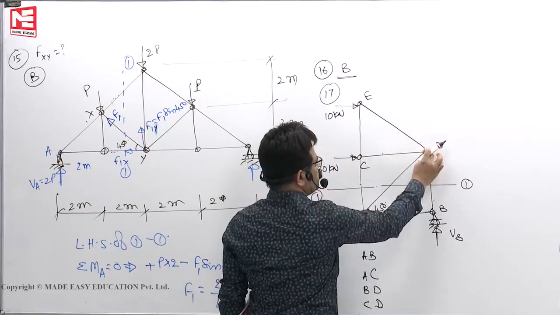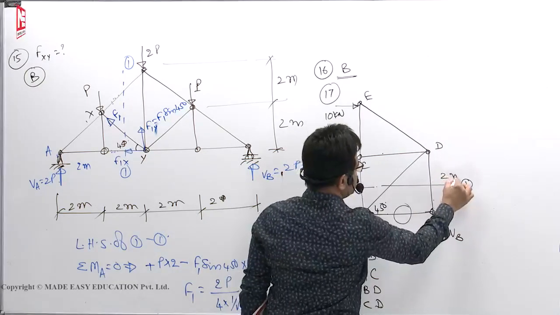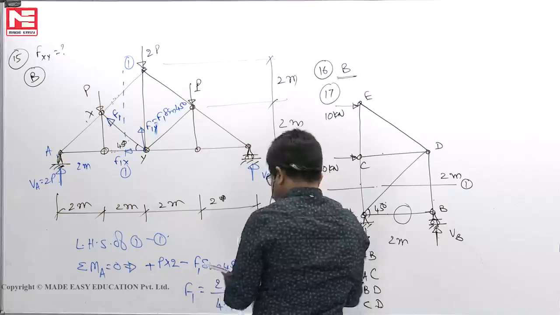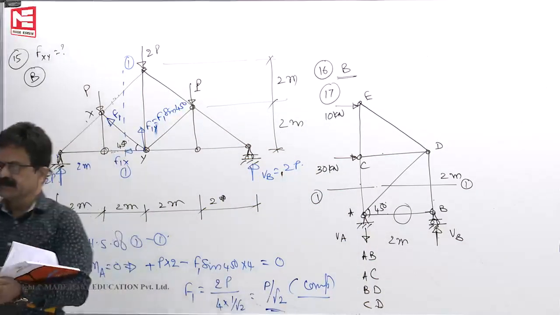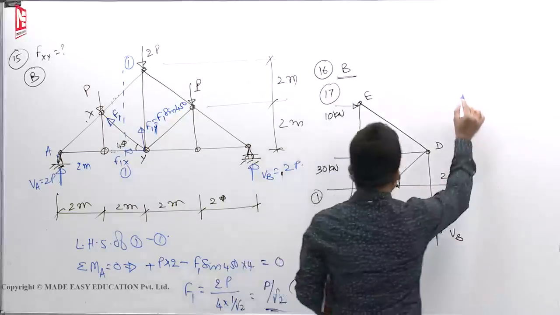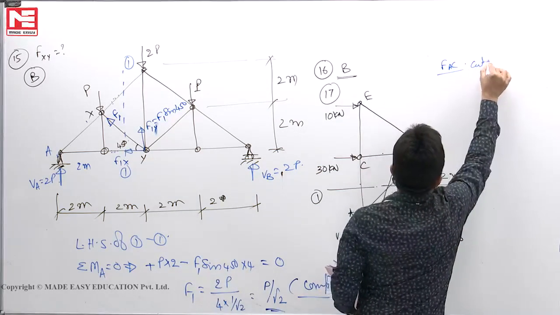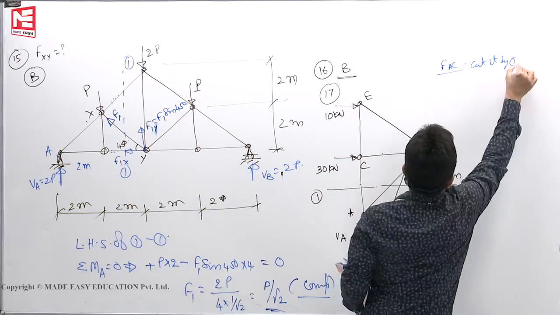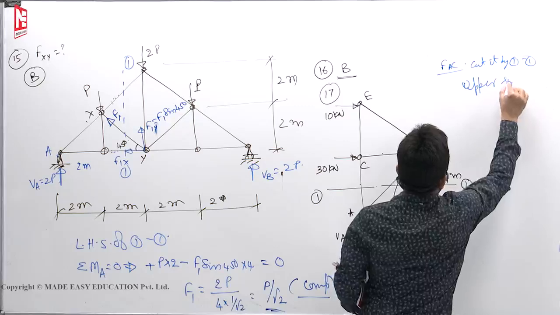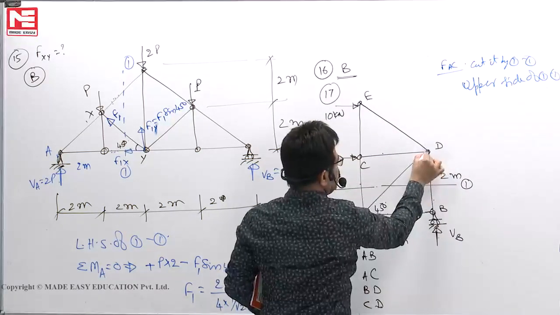So take moments about D. This is 2 meters. This is also 2 meters. Now you see, if I cut here, this is how you have to manage. All forces we should not solve. Cut it by 1, 1, FAC. Then the upper side of 1, 1. These two are meeting here.